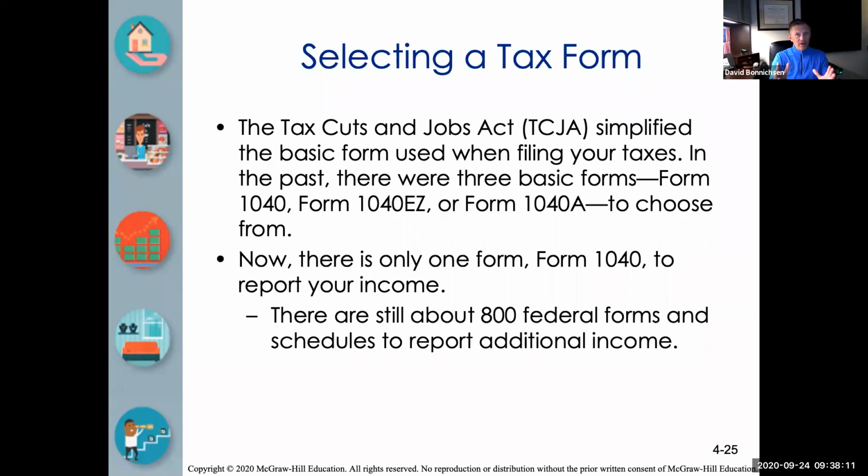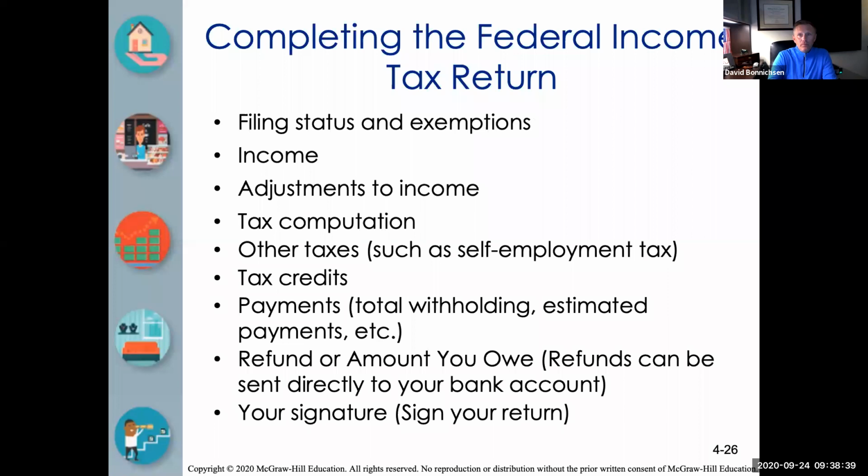However, that's great, and it simplifies the life of folks who file under very similar and simple tax circumstances. Okay, so what you need to know is that there are still about 800 other federal IRS tax forms that sometimes get prepared in order to support your ultimate filing on April the 15th. Okay, so when we go about completing the federal income tax return, we need to look at their filing status, the exemptions that we're going to take.